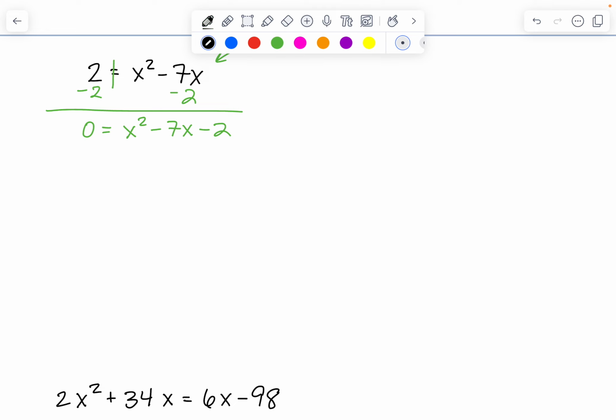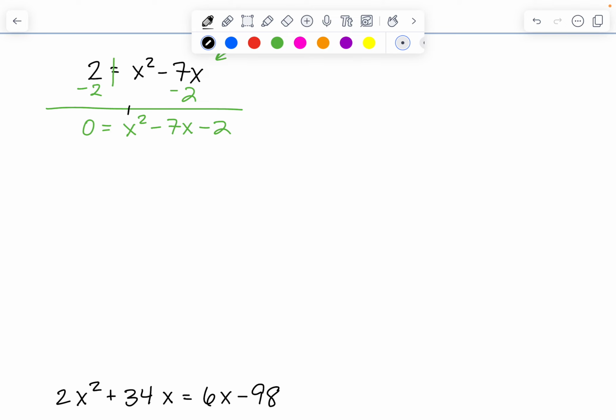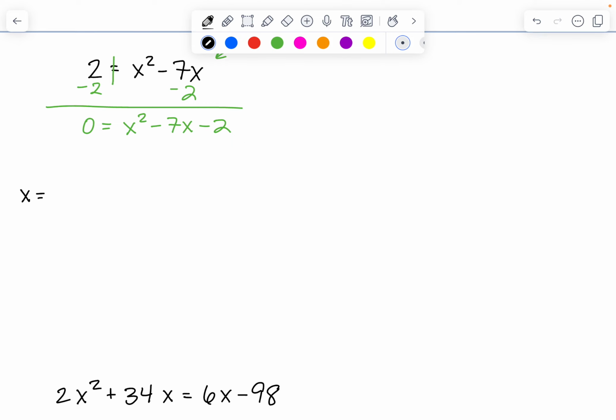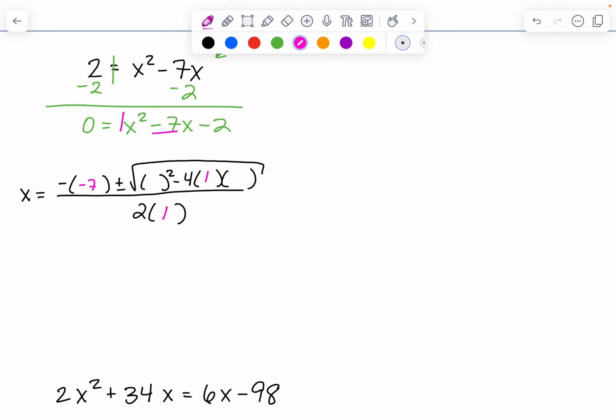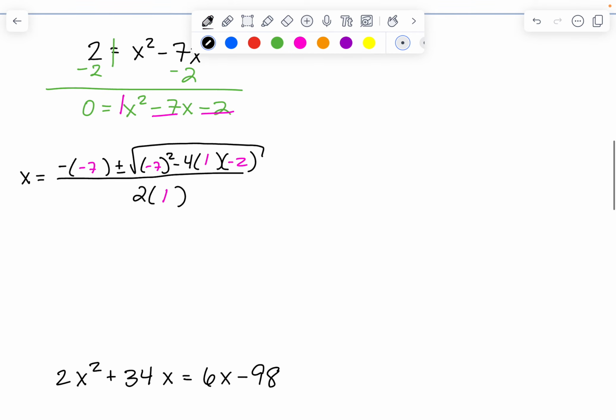All right, here's another one that I'm going to have to use the quadratic formula for because I can't think of two numbers that multiply to -2 and add to -7. So I'm going to write out the shell like this. And then A is 1, B is -7, and C is -2. Here we go.